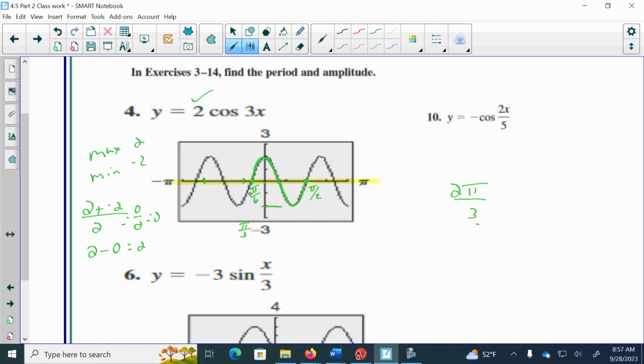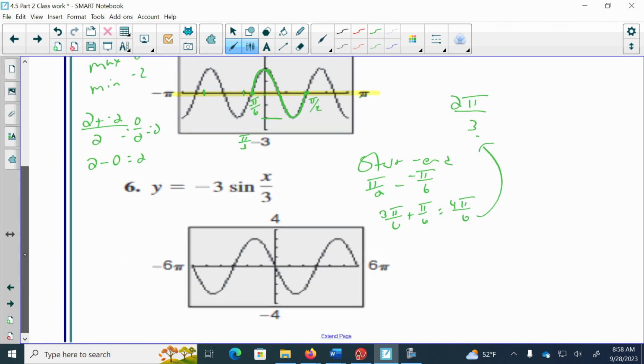So to find the period, I take my end minus my start. So my end is going to be that negative pi over 6. No, I was right the first time. I take my start minus my end. So I'm going to take pi over 2, subtract the negative pi over 6. When I do that, I have to have a common denominator. So I'm going to make this 3 pi over 6. This one will end up being plus pi over 6, which gives me 4 pi over 6. And in lowest terms, that gives me 2 pi over 3. So that is how I get my period based off the graph and not just the equation.